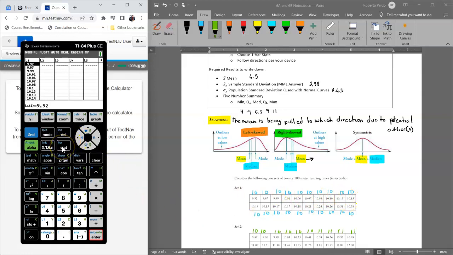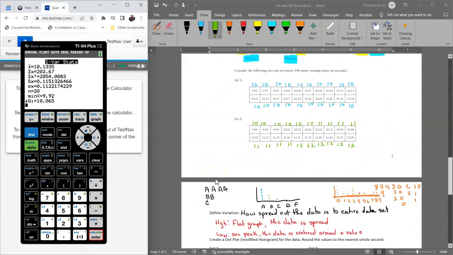I've already put in the information for the first set of data. And so now I'm going to hit Stat again. And this time I'm going to go to Calculate. And I'm doing that first one, one variable stats, and Enter. And it's in my first list. And I enter through to calculate.